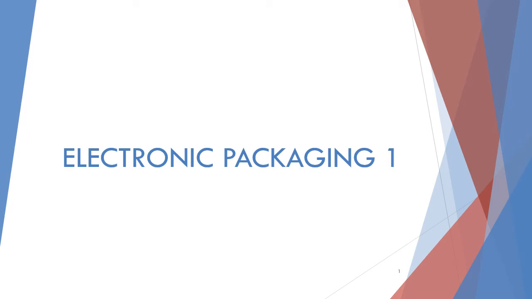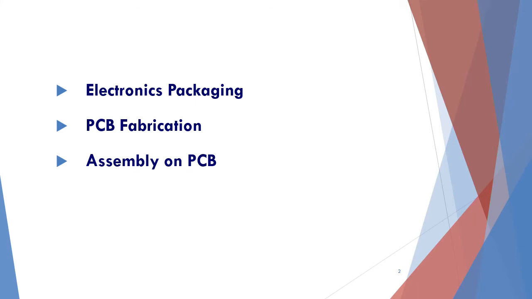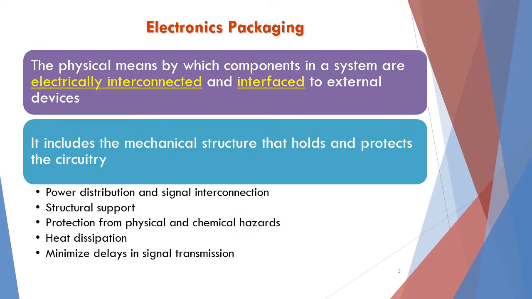So today we are going to start with electronic packaging, the first part. Under the electronic packaging topic, there will be three subtopics, which are electronic packaging itself, PCB fabrication, and assembly on PCB. So what is electronic packaging?